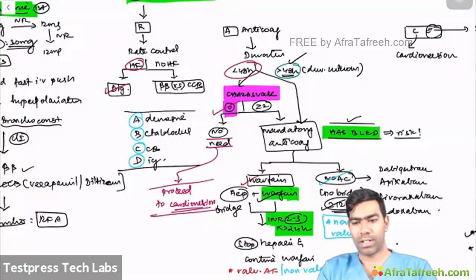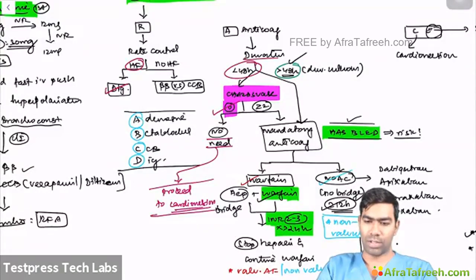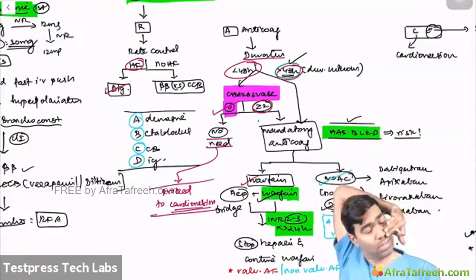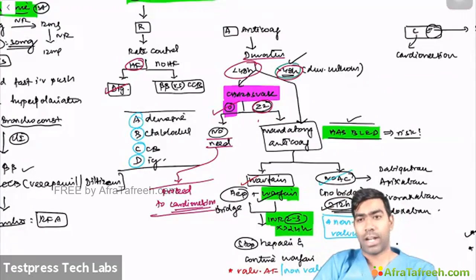Because in these patients, with a tachyarrhythmia score of more than 2, the patient would have had a clot. So if you do cardioversion straight away in those patients, it would be a problem. That's why you are doing rate control first and then going for anticoagulation and cardioversion.